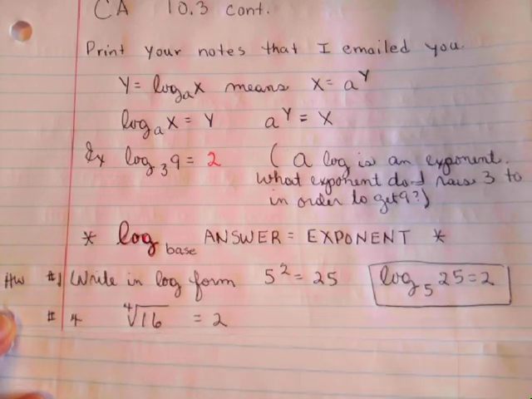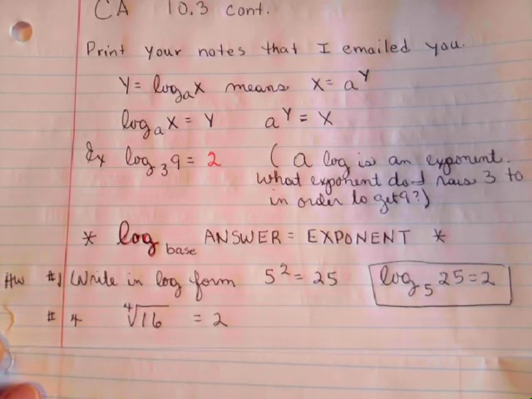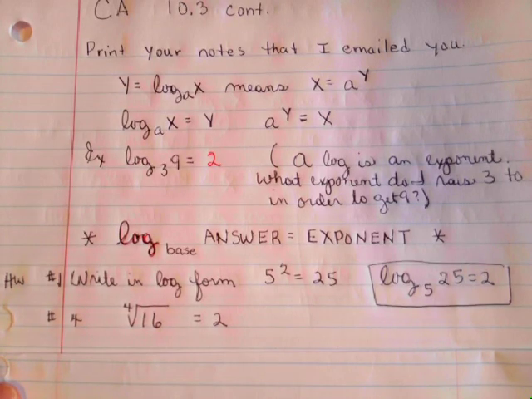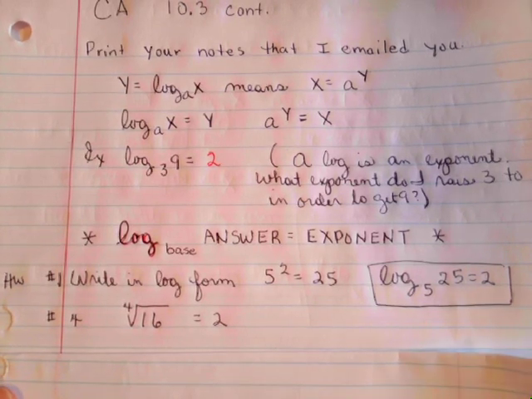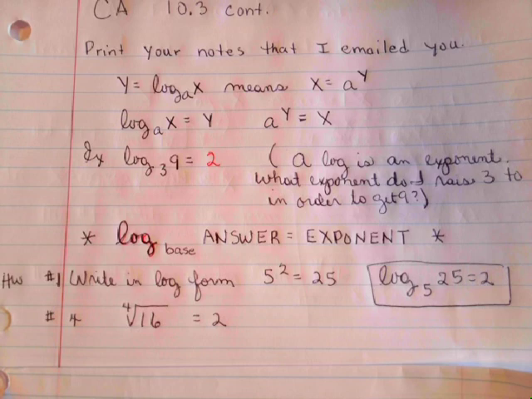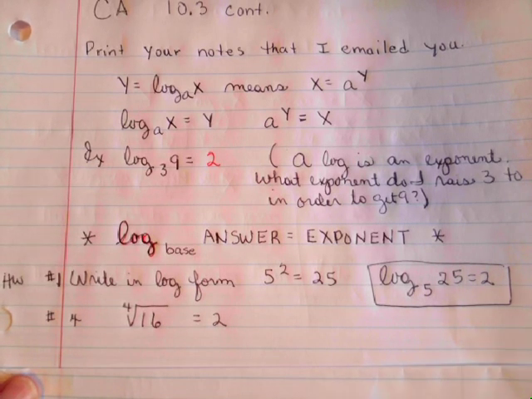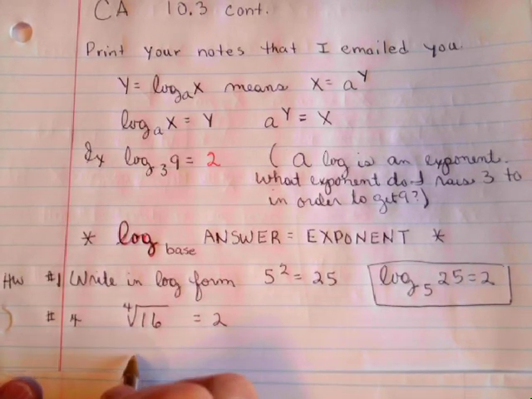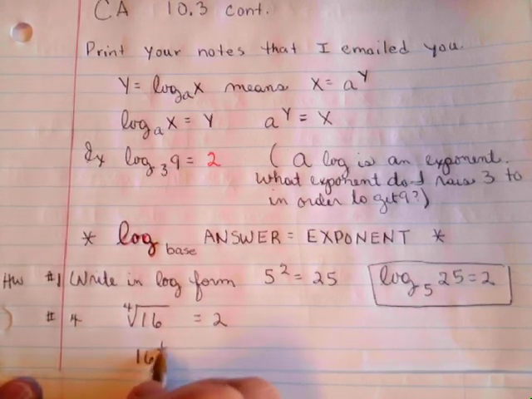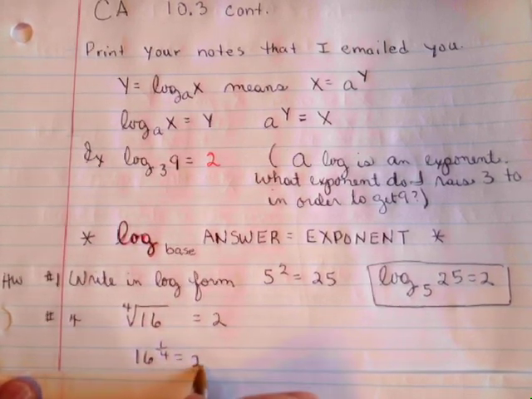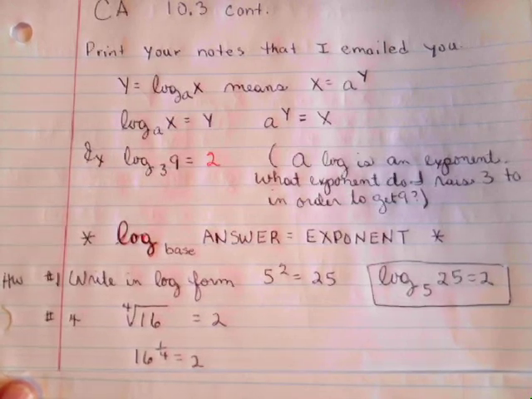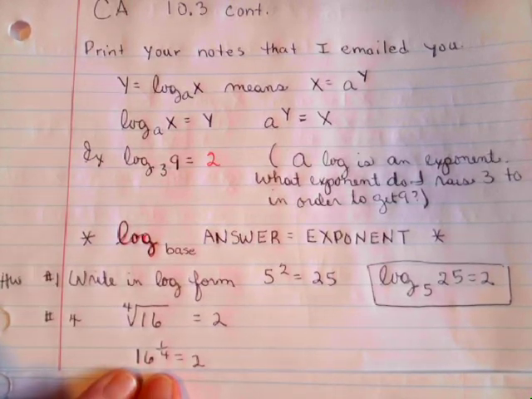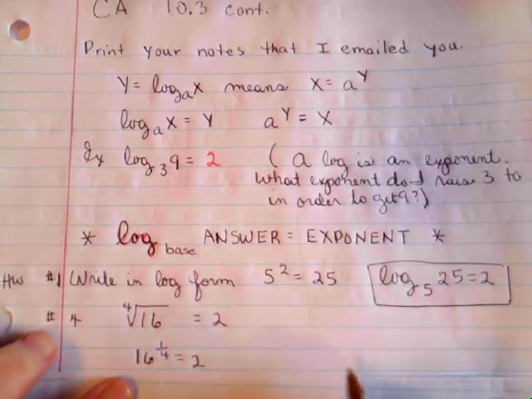You're going to find that's the case with a lot of this that we do in Chapter 10. Learn some new little rules, move things around. Same instructions for problem number 4 on the homework. Before we do this, we need to remember that the fourth root of 16 is 16 to the 1/4 power. So I basically have 16 to the 1/4 power equals 2. Now, move these things just like I did right here.